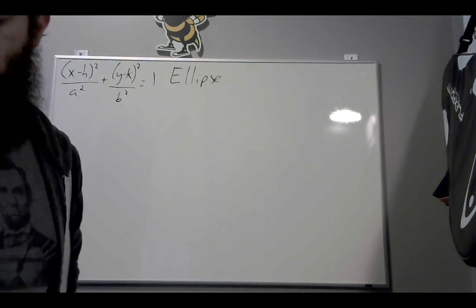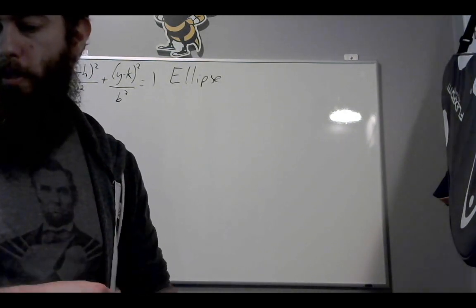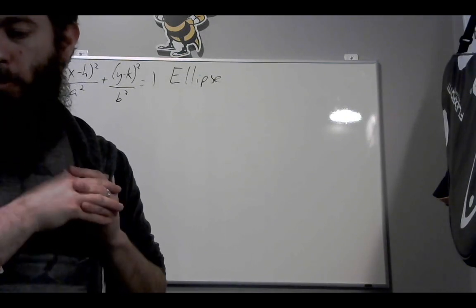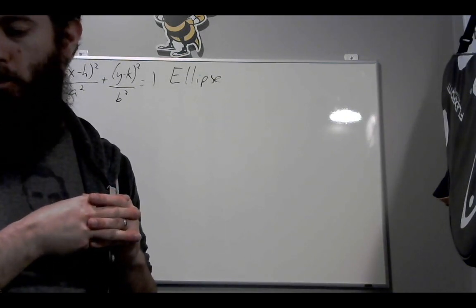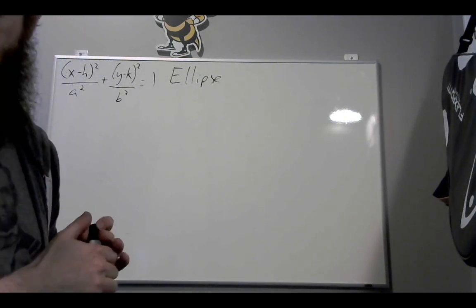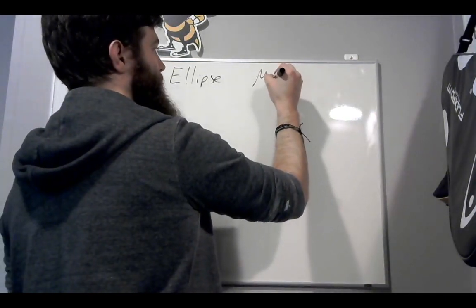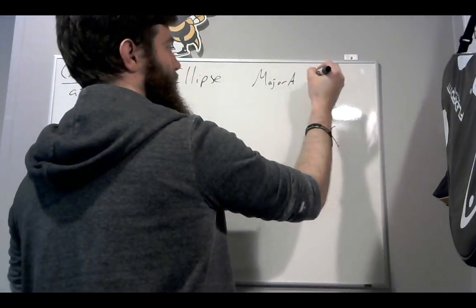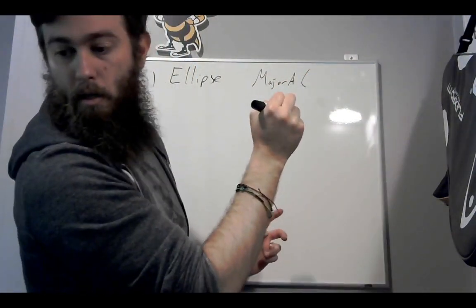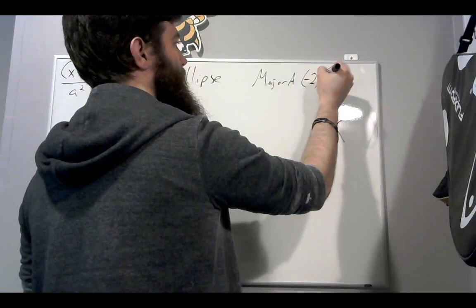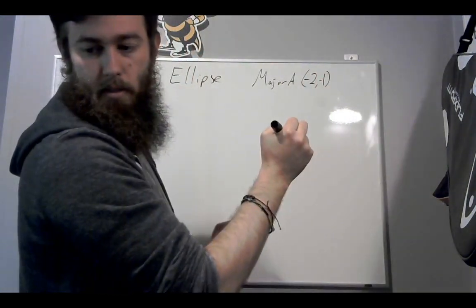Okay, so we want to find the standard form of an equation whose major axis has endpoints at (-2, -1) and (-2, 7). So again, we have a major axis at (-2, -1) and (-2, 7).